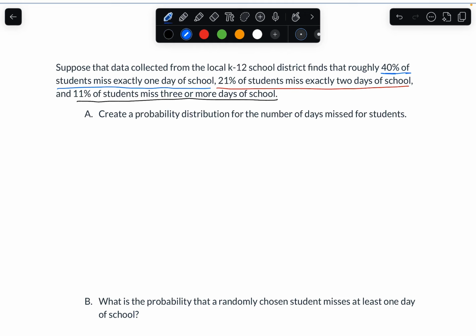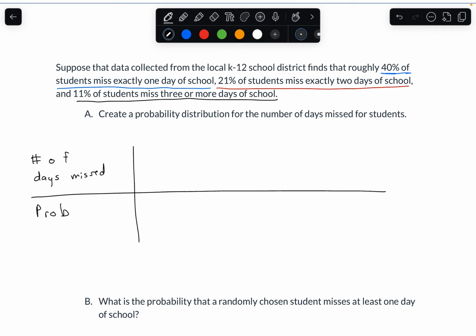First thing that I want to do is create a probability distribution for the number of days of school missed for students. So I'm going to make a little table right here, where let's talk about the number of days missed, and then the probability with which they occur. So they told us exactly 1 day of school. If we miss 1 day of school, that was 40% or 0.4. So there's my first case.